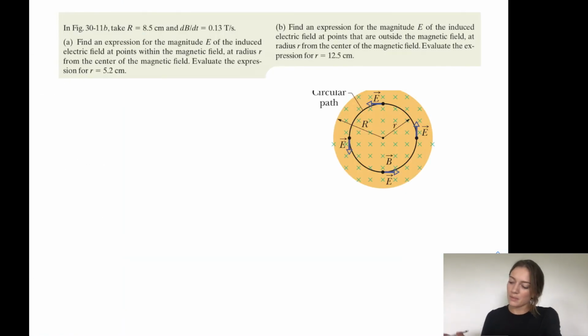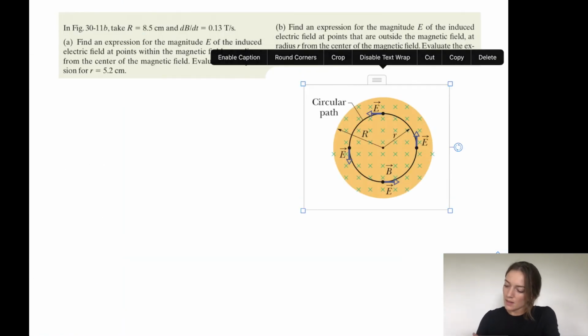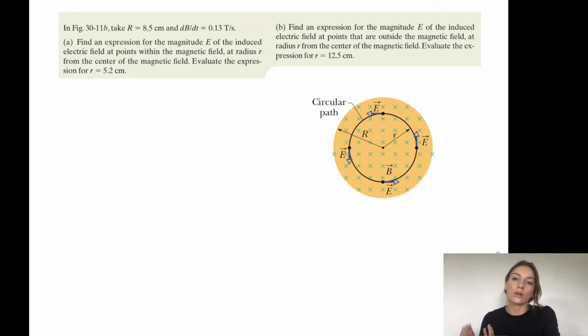Okay, so this problem is sort of a more challenging induced electric field problem. It's not quite like the capacitor problems that we were looking at. So in this problem, we have a circular region with a uniform magnetic field inside. So this magnetic field extends to some radius r, and it's directed into the page. And we're told that the radius of this region is 8.5 centimeters.